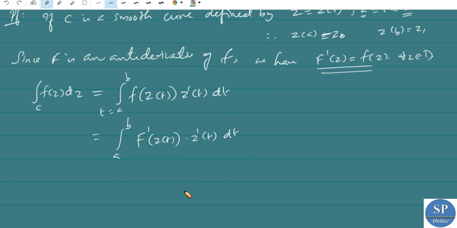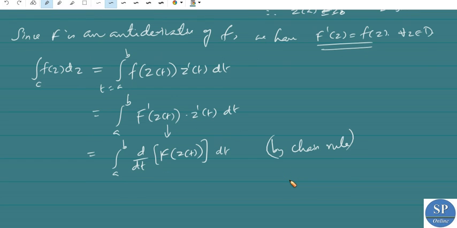Okay, so this is nothing but by chain rule we know this is integral a to b F dash of z of t into z dash of t is nothing but derivative d by dt of capital F of z of t. By chain rule we know that d by dt of F of z of t is nothing but F dash of z of t into derivative of z of t, that is z dash of t. So we can replace this by this. Okay, by chain rule.